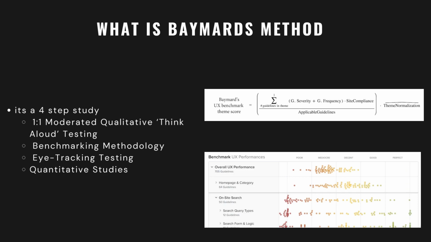Moving on to benchmarking methodology, it was 45 rounds of manual benchmarking from top grossing US and European e-commerce sites, and they were being cross-referenced by 659 UX guidelines. Each site was graded on a 7-point scale, and there was also an algorithm that was being used to help calculate these numbers. The next step was the eye tracking.